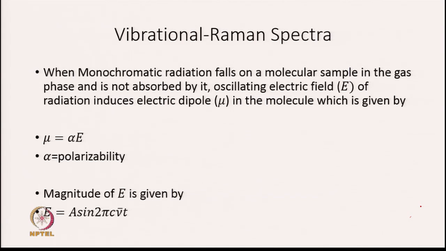So, let us discuss vibrational Raman spectra. The theory is almost the same as rotational Raman spectra. When monochromatic radiation falls on a molecular sample in the gas phase and is not absorbed by it, the oscillating electric field of the radiation induces an electric dipole in the molecule, given by mu equals alpha times E, where alpha is the polarizability. The oscillating electric field is given by E equals A sine 2 pi c nu bar t, where c is the velocity of light and nu bar is the wave number.